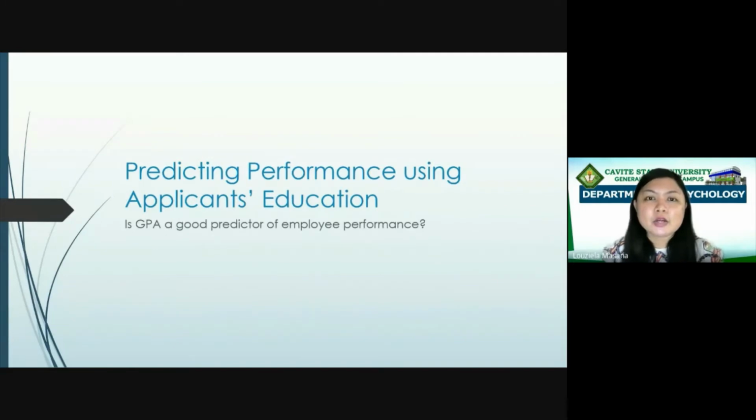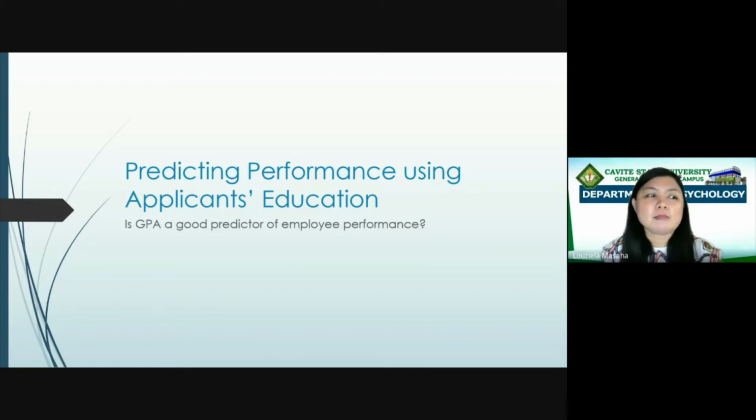Now, there are ways on how we could predict performance. I will just go over with this. Predicting performance using the applicant's education. What do you think? Is GPA a good predictor of employee performance? Yes or no? Of course, there are different answers to this one, but the academic standing is a good source on how we can look into the future performance of an employee.